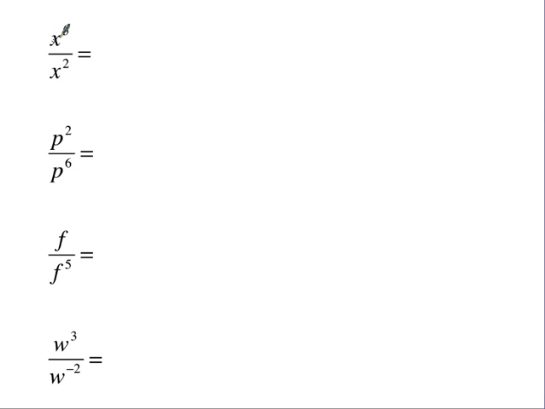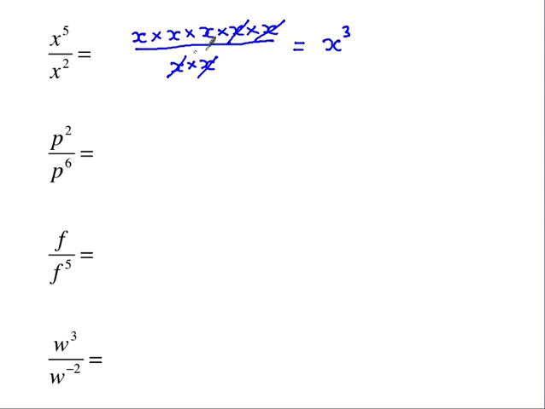Just going to have a quick look at some division ones now. Here we've got x to the power of 5, and we'll have a look at this rule. That would be written as x times by x times by x times by x times by x, and on the bottom that's just x times by x. And what we do here is we cancel these x's out, so cancel that one and that one, and cancel that one and that one. So I'd be left with, on the top, just 3 x's, so the answer is just x cubed.